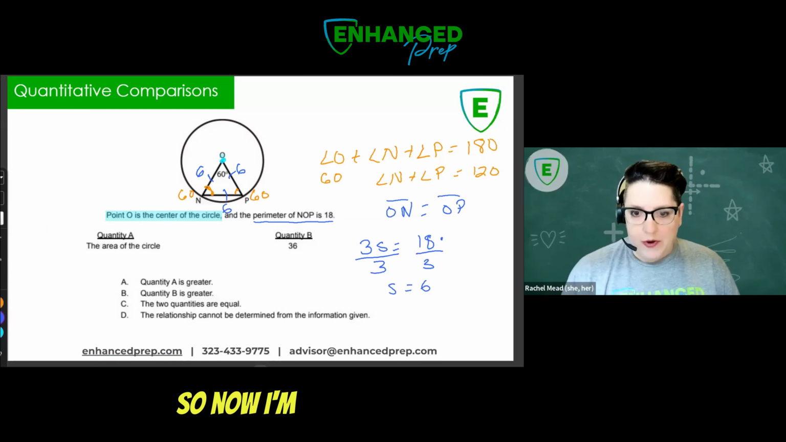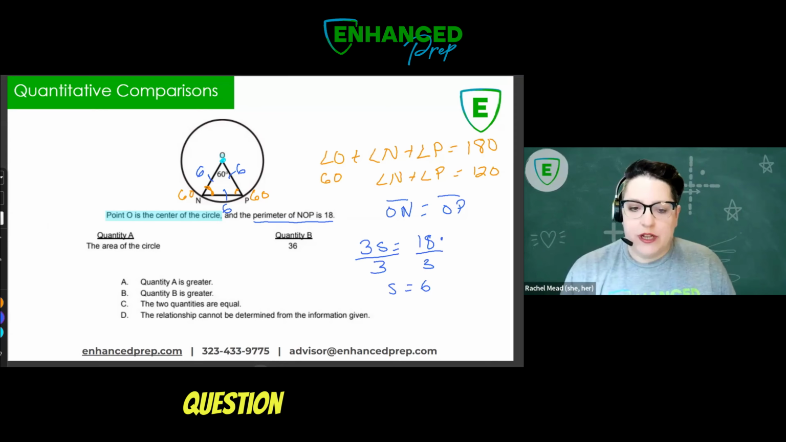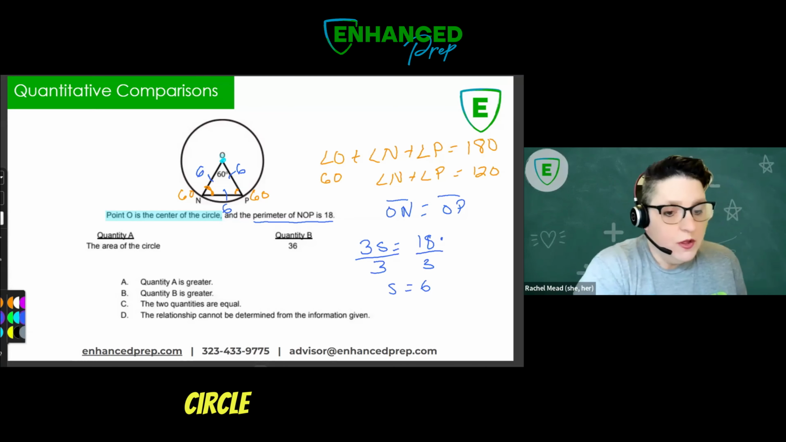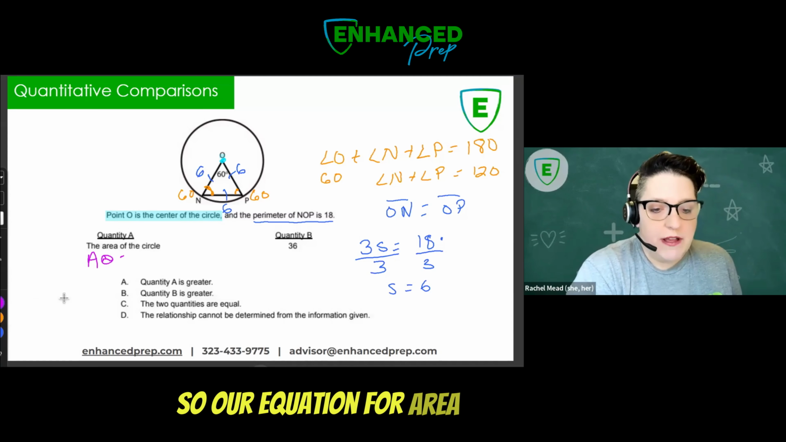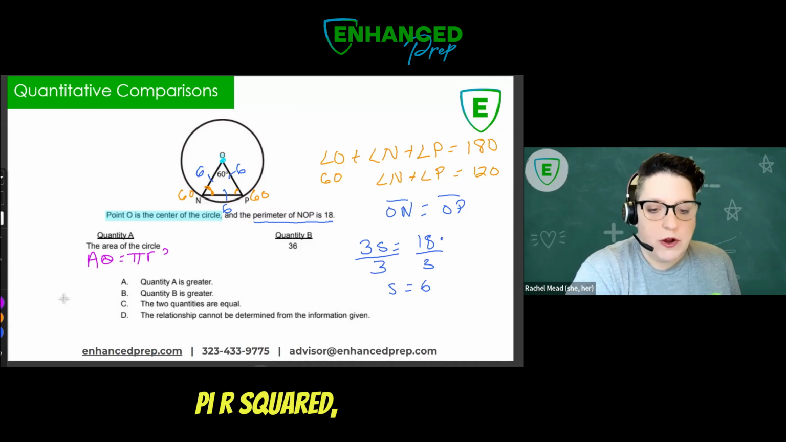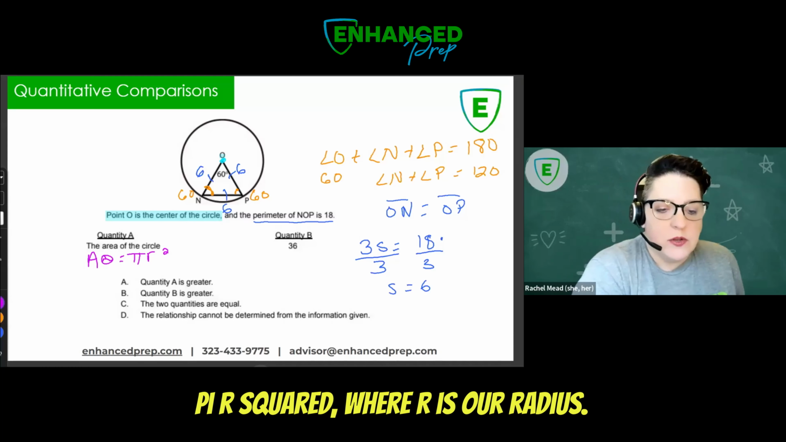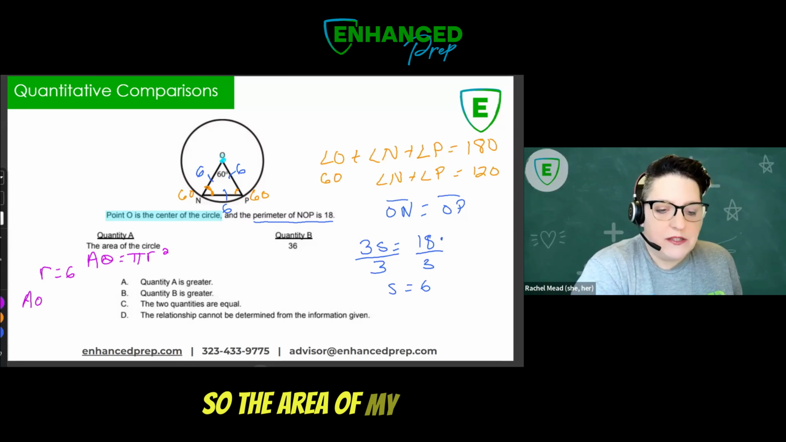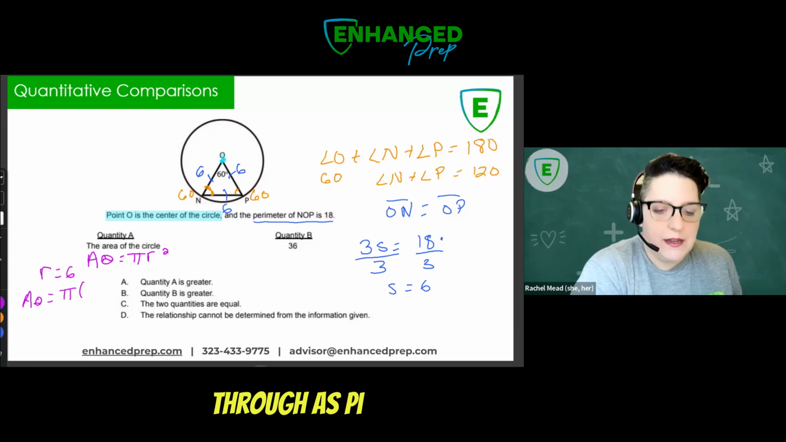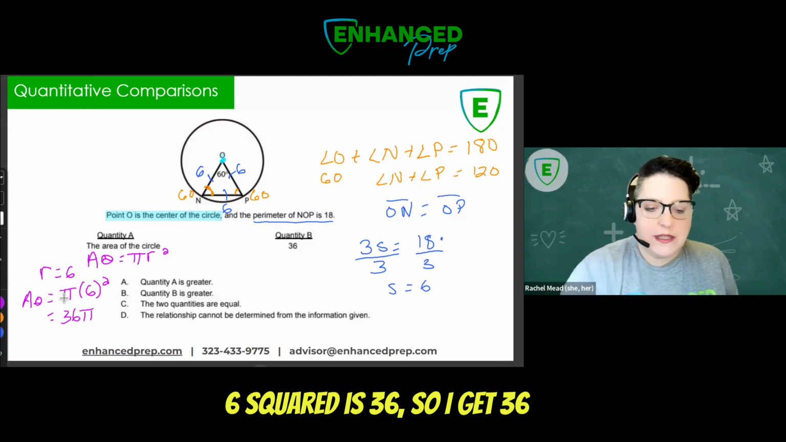So now I'm ready to get into my actual question and compare the area of the circle. Oh, something else we have to have memorized. So our equation for area of a circle is pi r squared, where r is our radius. So in this case, we know r is equal to 6. So the area of my circle is coming through as pi times 6 squared. 6 squared is 36, so I get 36 pi.